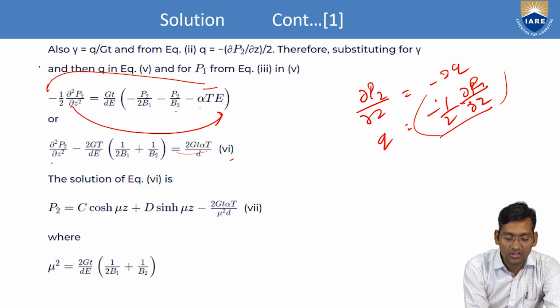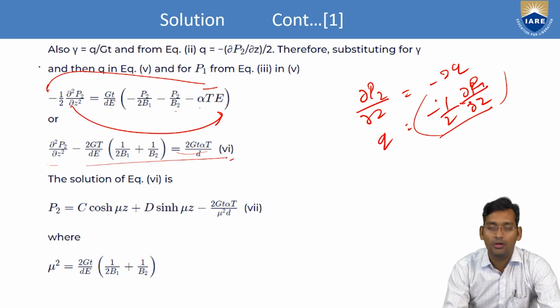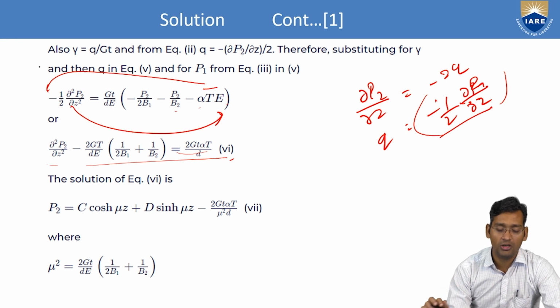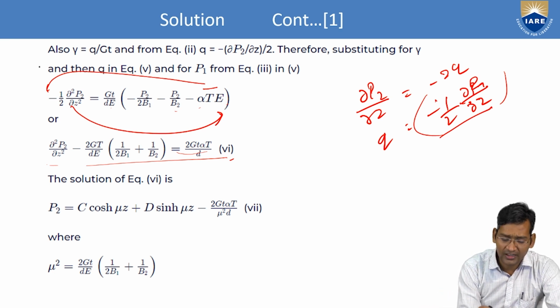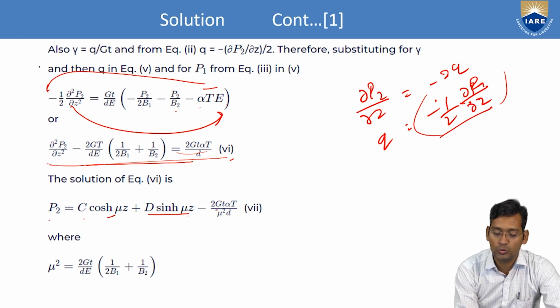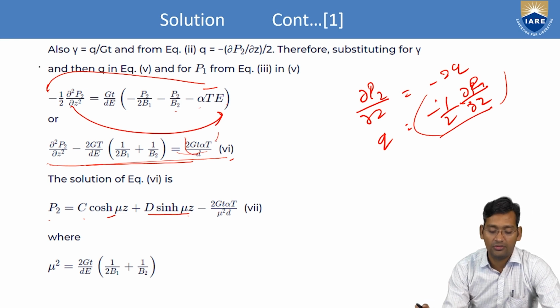Now what is that? This is in the form of a differential equation. So now what we have to do, we have to solve by the differential equation method, right? So the general solution of this will be P2 equals to C cosh mu z plus D sinh mu z minus 2Gt alpha T by mu square D. So whatever this side is there, that is constant.